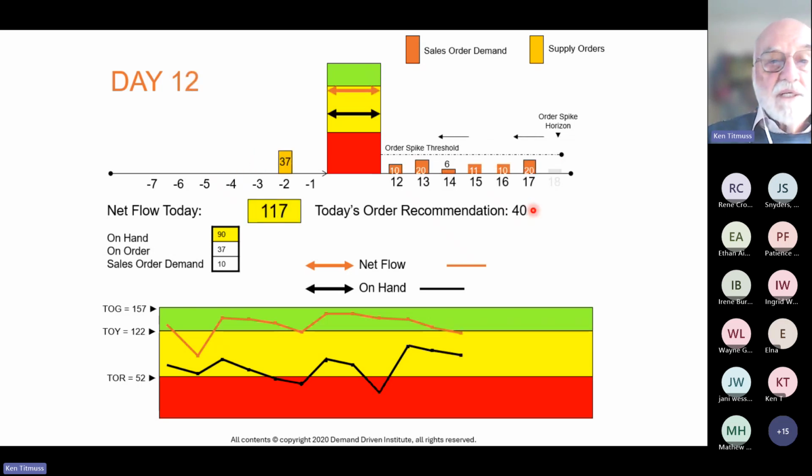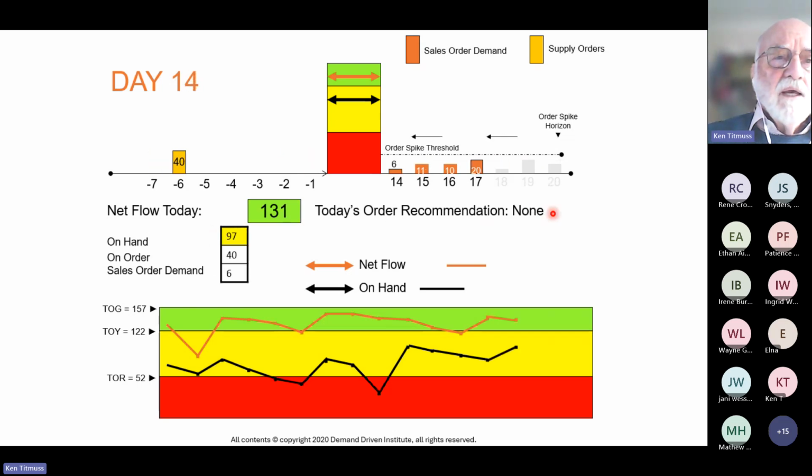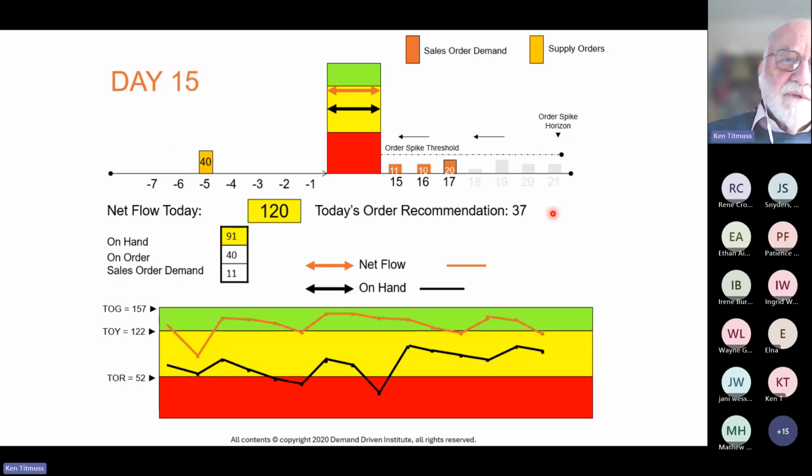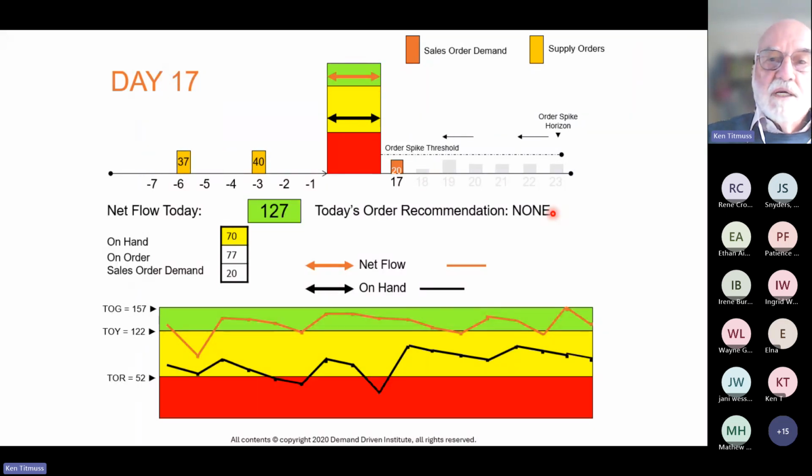But when we get to day 12, net flow's gone back into the yellow again. So we've got an order recommendation for 40. And there's my 40 coming in. Okay. And there's day 14. And there's day 15. And I mean, this gets a bit boring because this stuff just really works. And there's day 16 and 17.